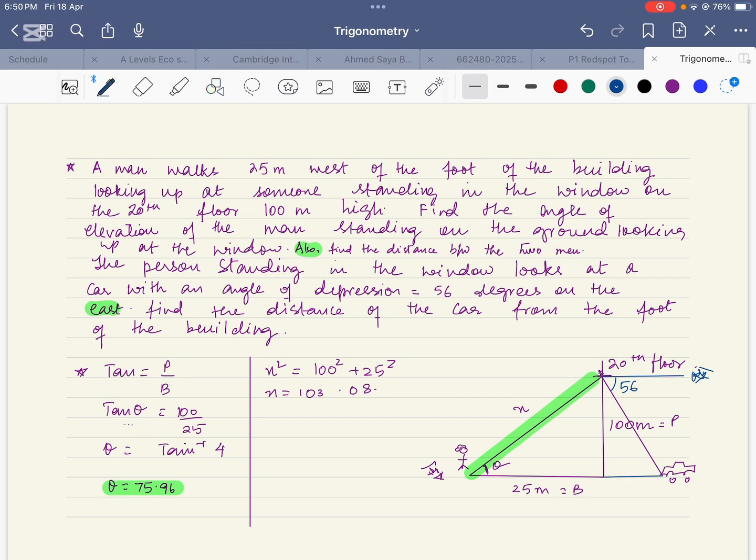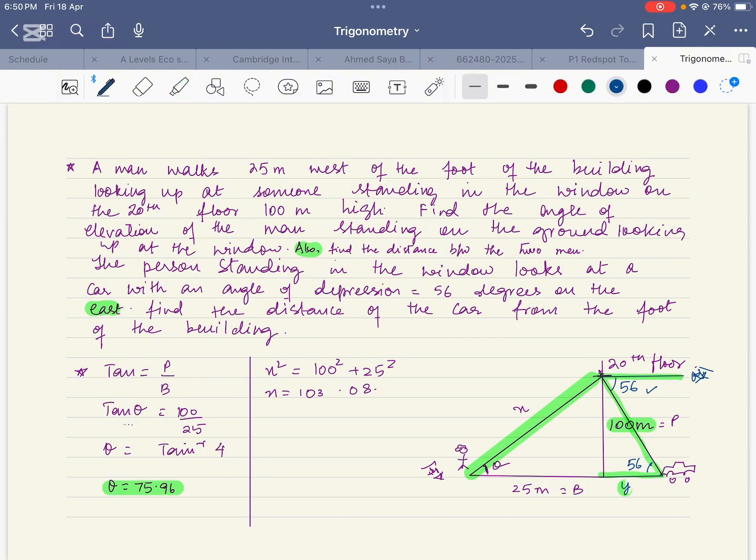Let's name this y. Now we have this angle. What are we going to do? We will make a z, which is the alternate angle, and this angle inside becomes 56. Now we have one angle given. We have the perpendicular given, which is 100 meters, because the height at which the man is standing does not change. We have 100 meters. We want to find out the base.